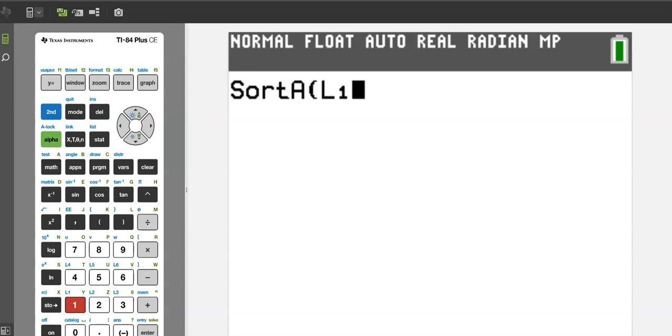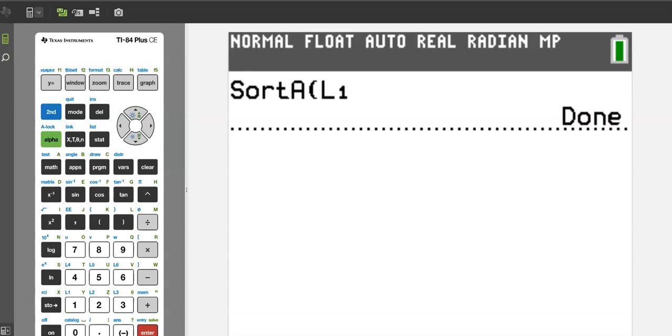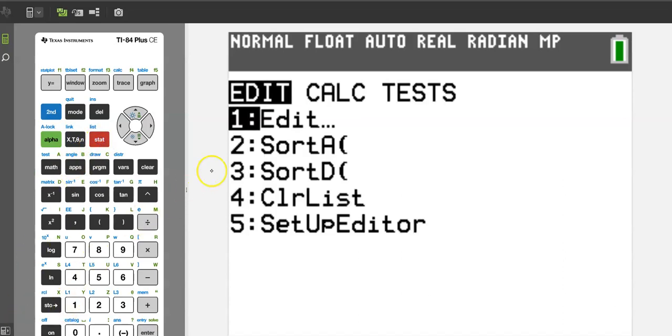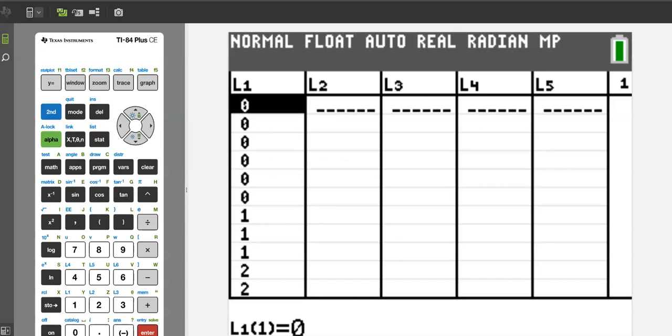Now hit enter and it will say done. So if you go back into your stat and go back in and look under edit, just hit enter again, your list is now in order. Ta-da! And you can just write down all these numbers that you need. So again, our calculator can do that.